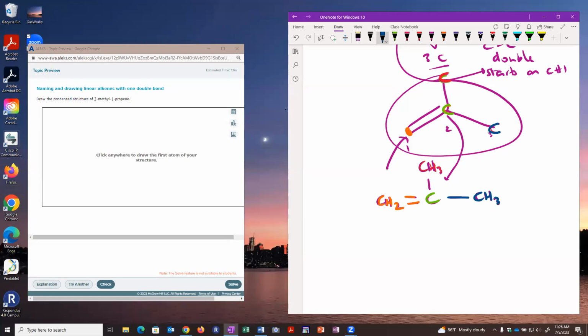All right, so when you draw your condensed structure, remember, it's not a line angle it's asking for, it's a condensed structure. So you want to include those H's as part of the formula.